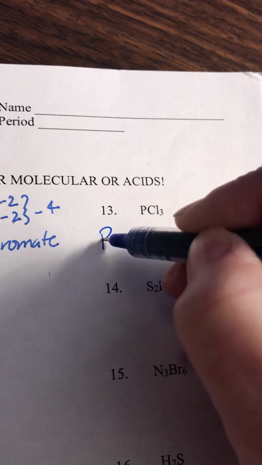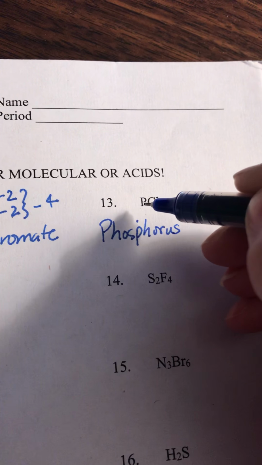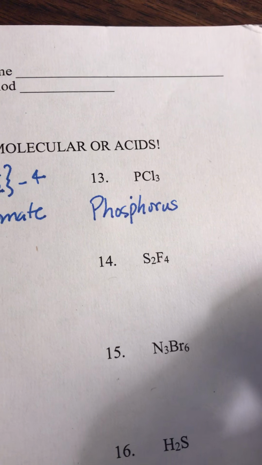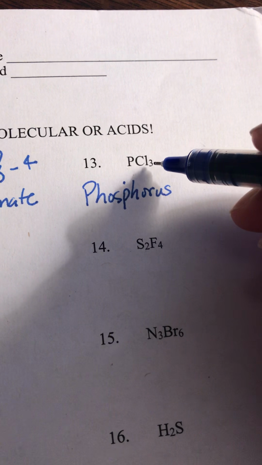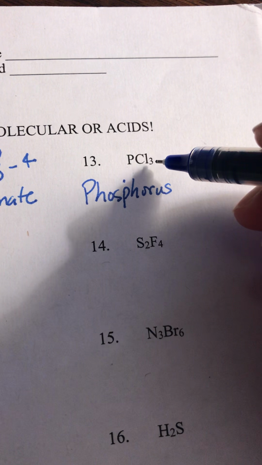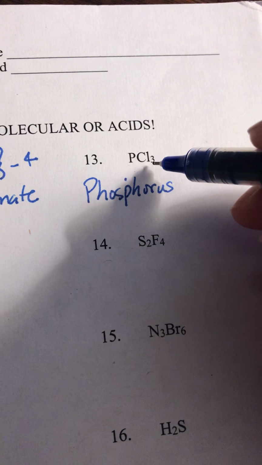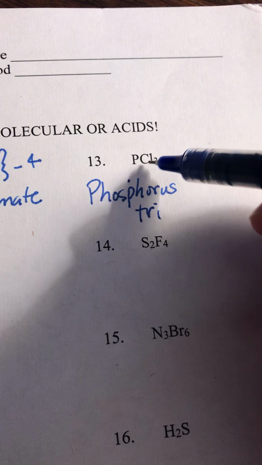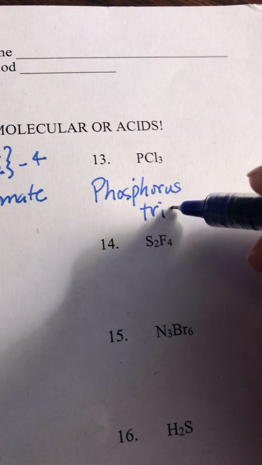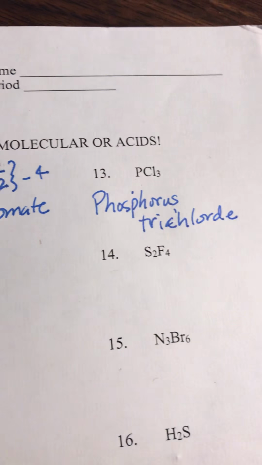So P is just plain old phosphorus. And whenever you have one of the first element, you never use a prefix on it. But the second element should always have a prefix on it that tells you how many. Whether there's 1 or more than 1, you should always have a prefix. So the prefix for 3 is tri. And then we're going to use this name, chlorine, and change the ending to chloride. And so we have phosphorus trichloride.